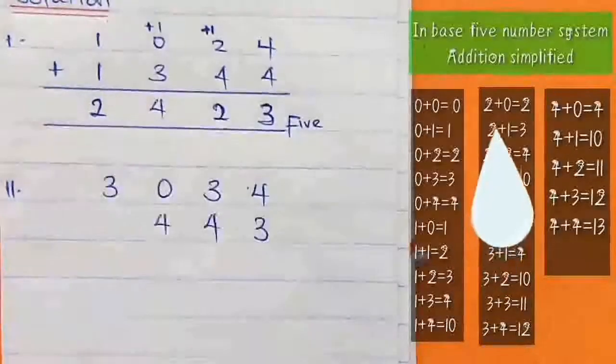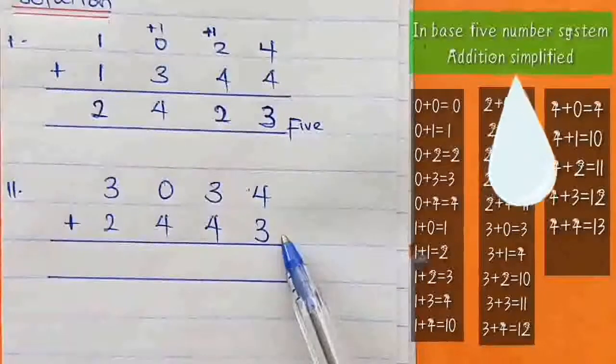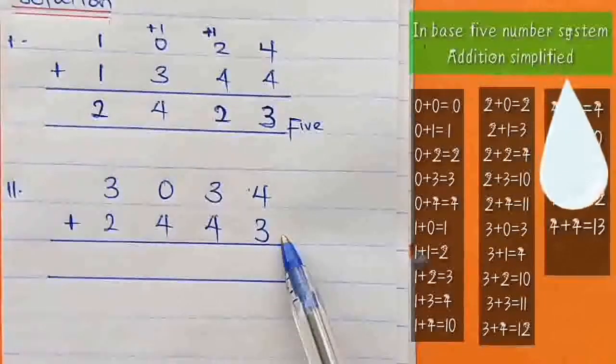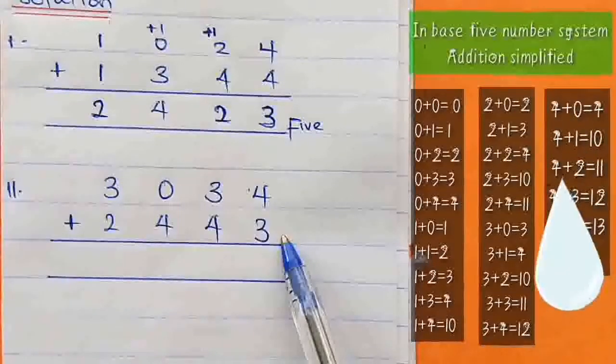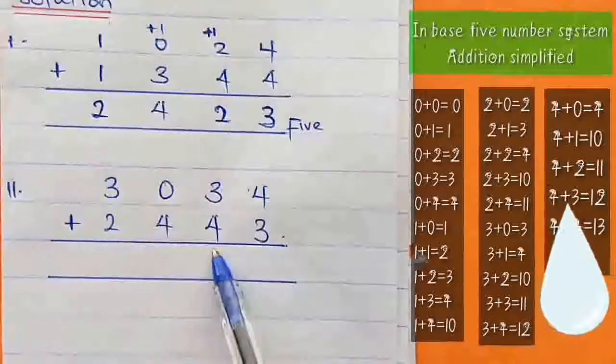4 plus 3 will give us 7. Let's convert 7 to base 5. It will give us 1, 2. Therefore, we should write 2 and carry 1 to this column.